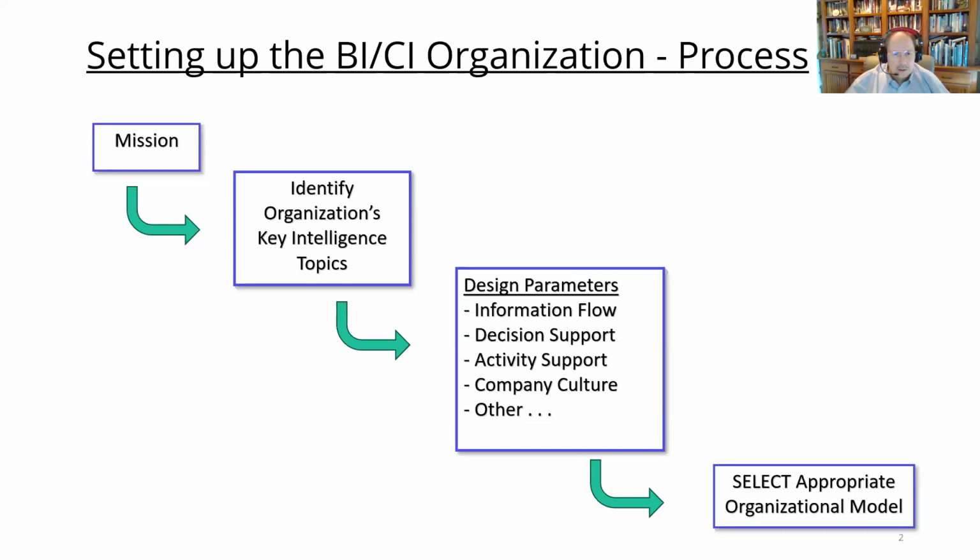Once that's done, you move on to the second step, which is identifying the organization's key intelligence topics. This involves surveying the initial client group. Those will be identified for you by the person at the highest level who wants to know where the intelligence is going to come from and who's going to be those that need it the most.